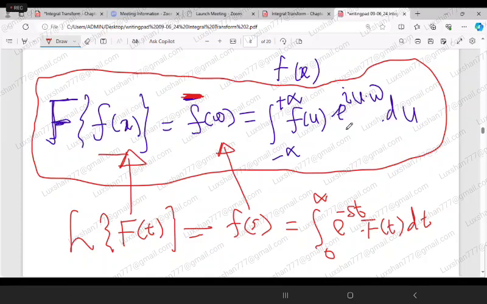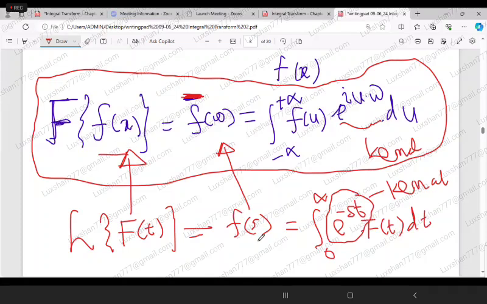So here the kernel is e to the power i u omega. So this is the kernel. Therefore, this is the definition of the Fourier transform of a function f(x).